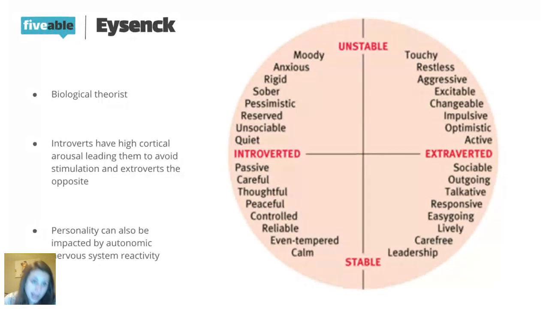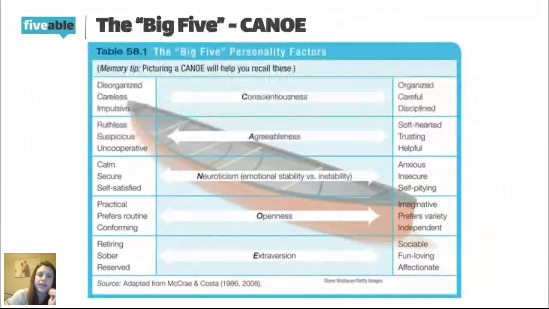So after Eysenck, we have the big 5, which is CANOE. Some textbooks don't use the acronym CANOE. They use the acronym OCEAN. Same thing. It's the same letters. So I use CANOE because that's what my textbook uses. But this is another descriptor of personality types.